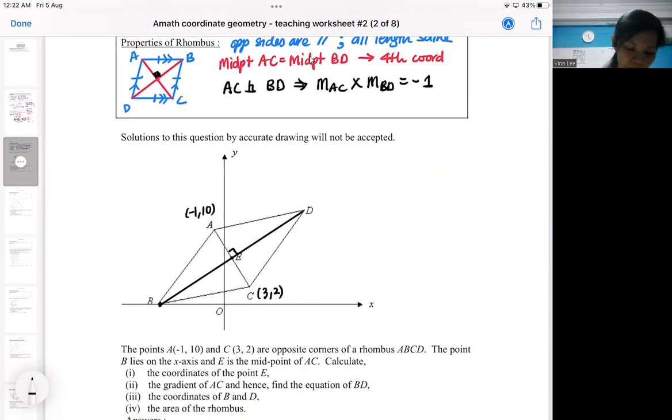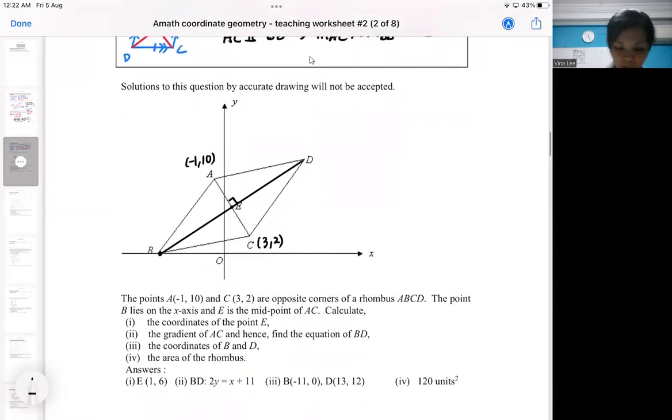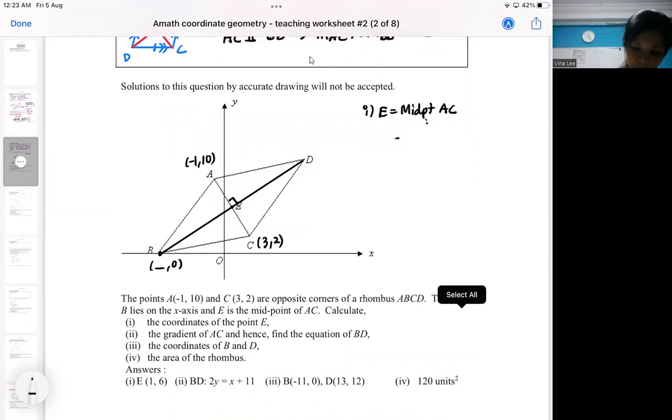Okay, so if you observe this question, that is how a rhombus looks like. And B is on the x-axis, so it's something like (something, 0), which I will find out later. The first part is quite easy. The first part is just using the formula. So try to work it out. I'm not going to work it out. You should get the answer 1/6.